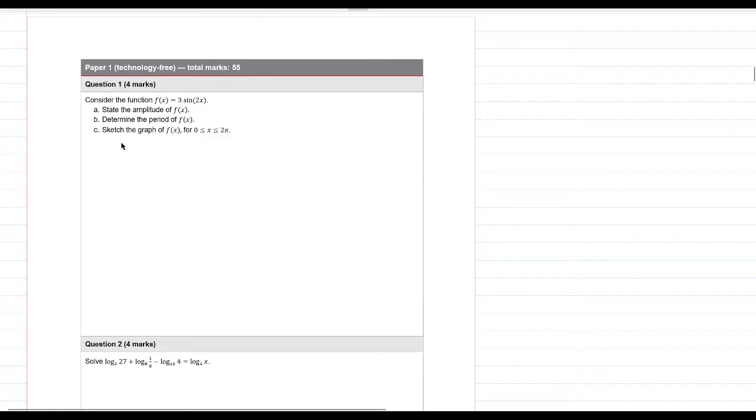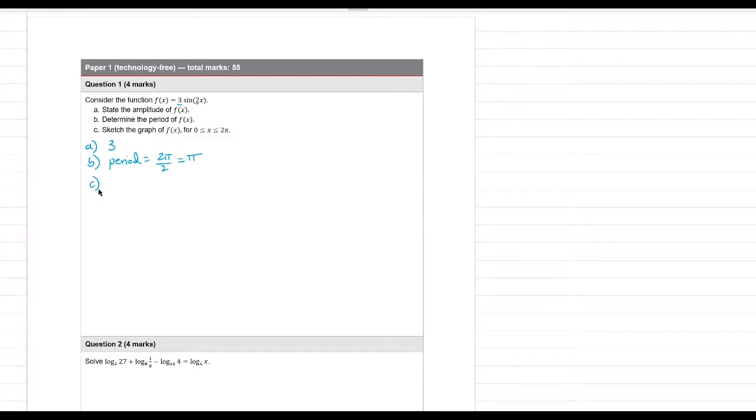So question 1, consider the function f of x equals 3 sine 2x. State the amplitude of f of x. So this number is going to be the amplitude. Determine the period of f of x. So the period is given by 2 pi divided by the number before x in your brackets. So 2 pi over 2, that's just pi.